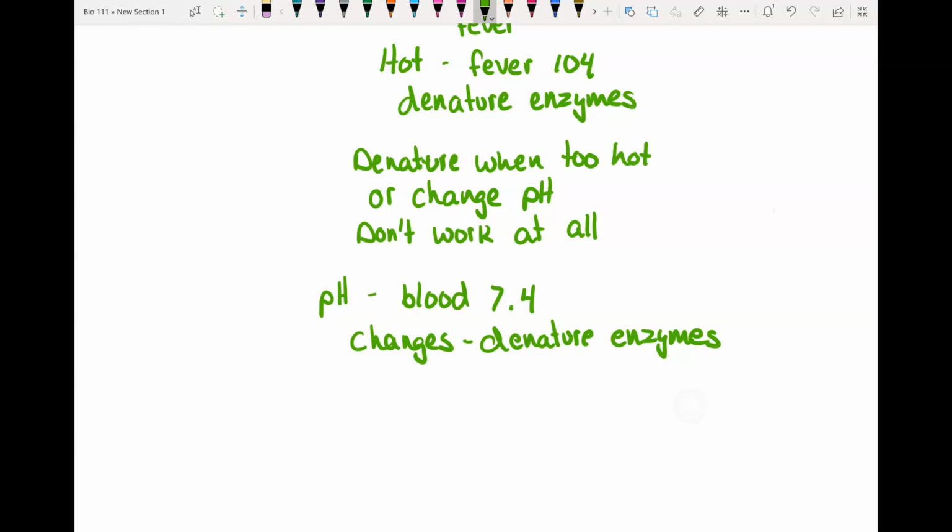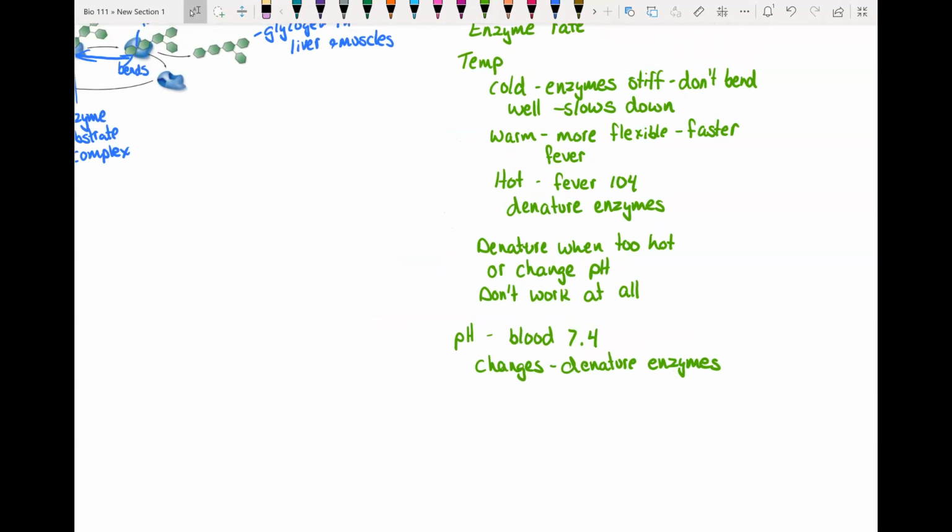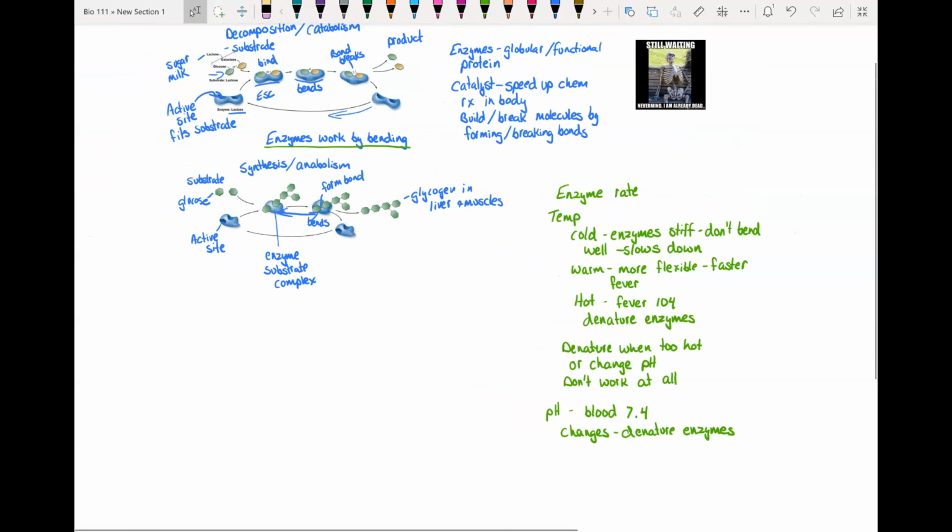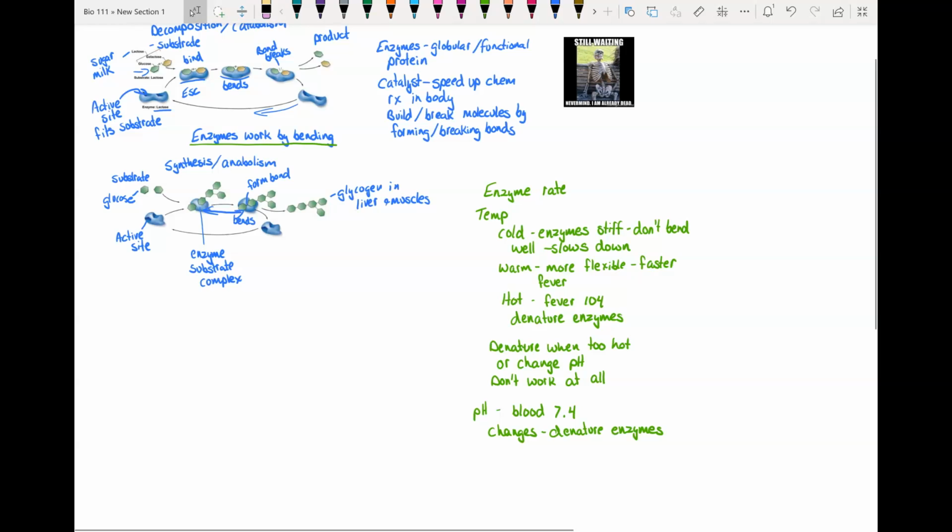So maintaining temperature, maintaining pH are a couple of important things in order to keep your enzymes functioning well so that they can keep those chemical reactions going and keep you alive.